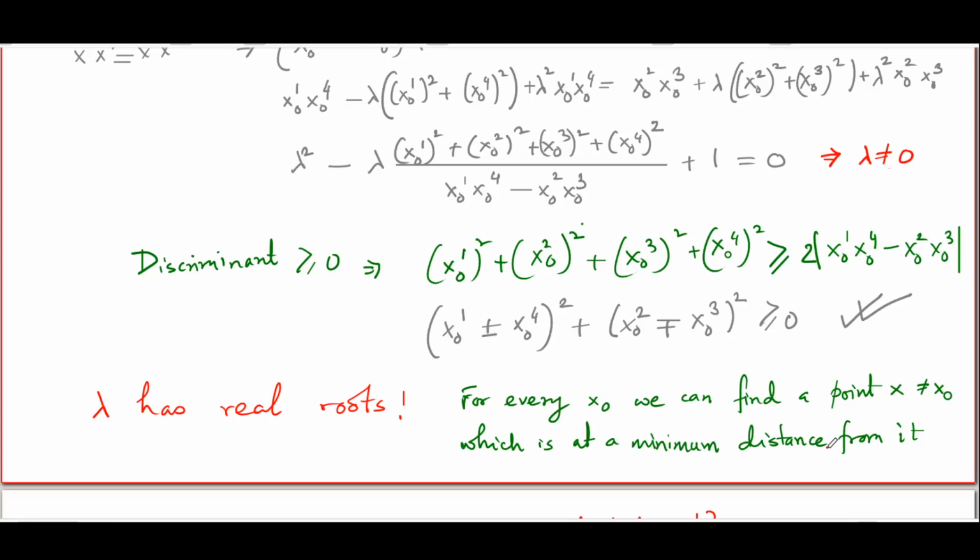So for every x0, we can find a point x, at least one point x, which is different from x0, which is at a minimum non-zero distance from it. And therefore, our d is really non-zero and our job is done.